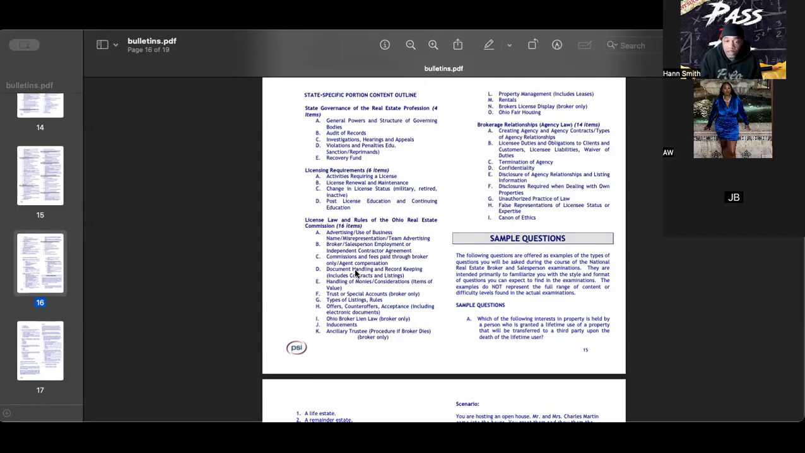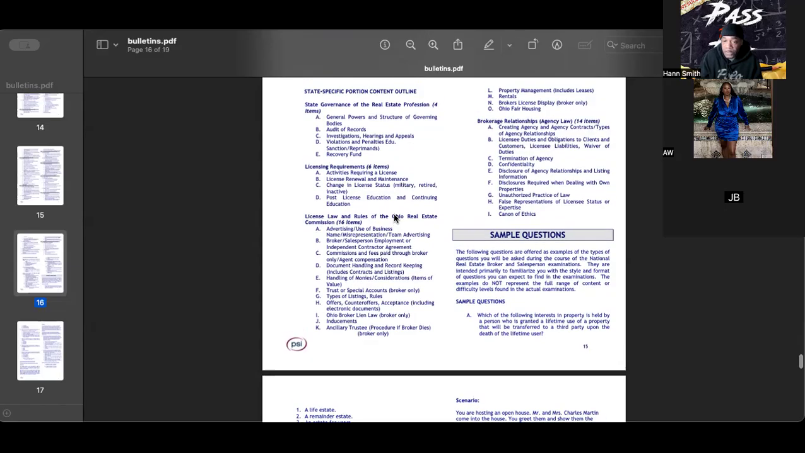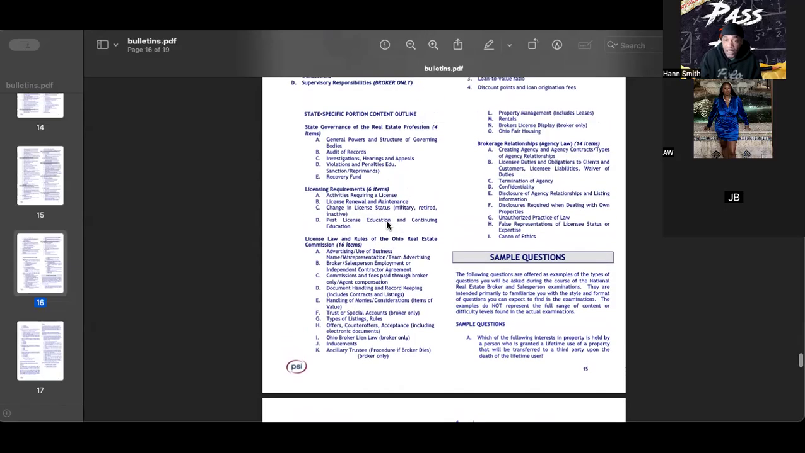How to handle documents and record retention. Trust accounts, like escrow accounts, for holding customers' earnest money or other types of money that come into the brokerage or that you're responsible for. How to handle offers. So this is all stuff to do with actually practicing real estate right here. All right, so that's this section. And the 16 questions by far are the most questions on the state test.